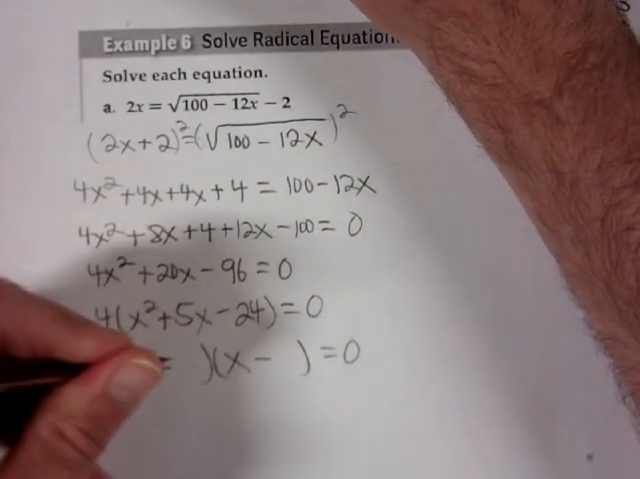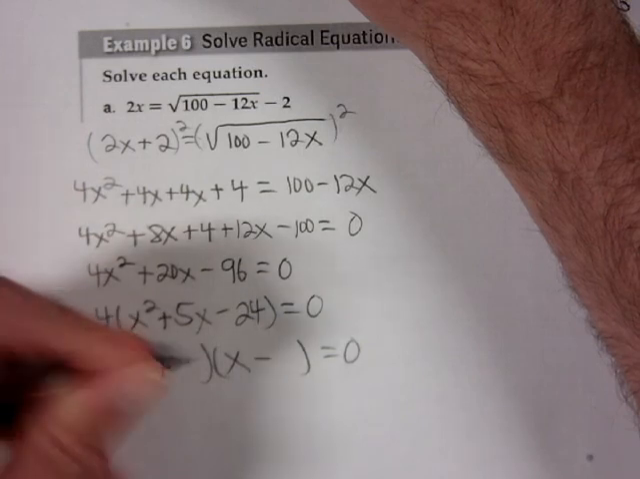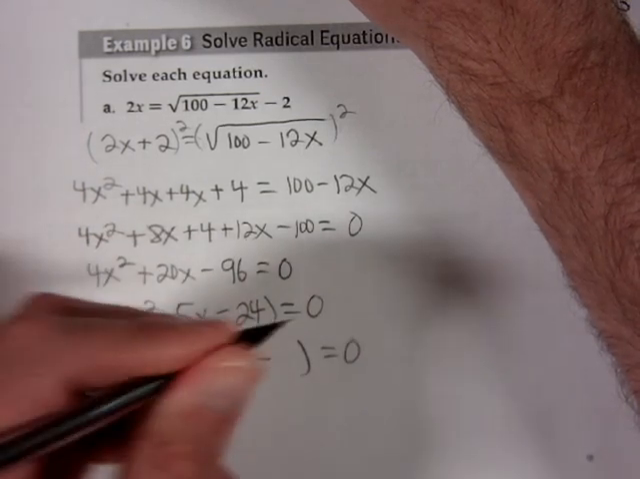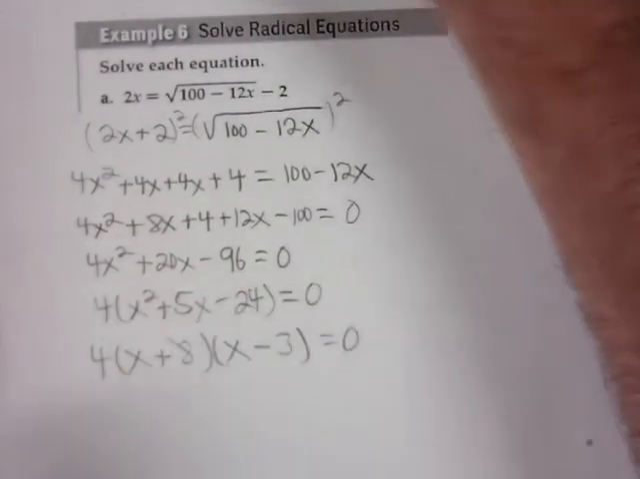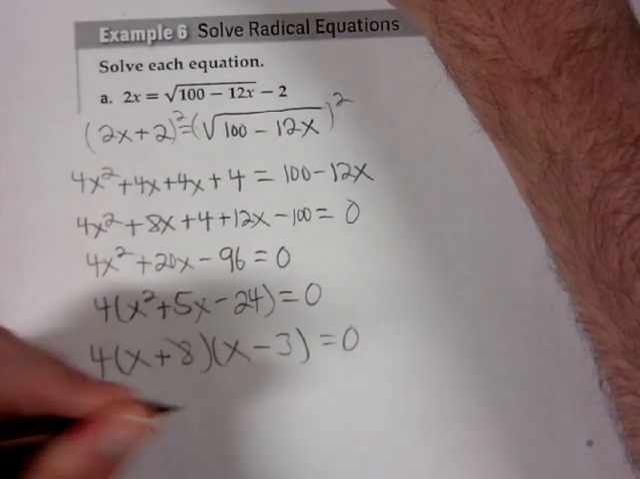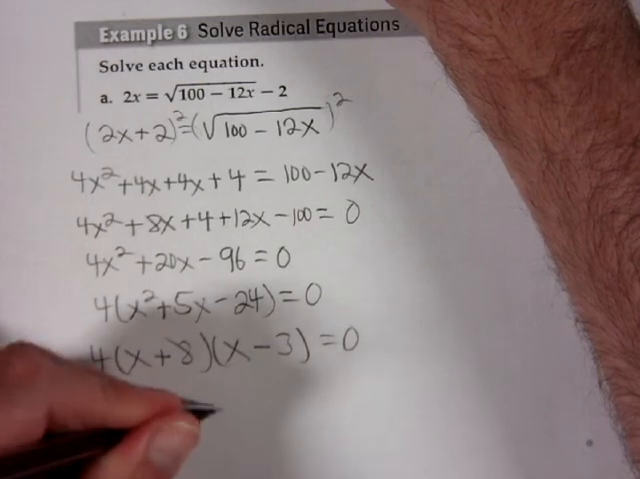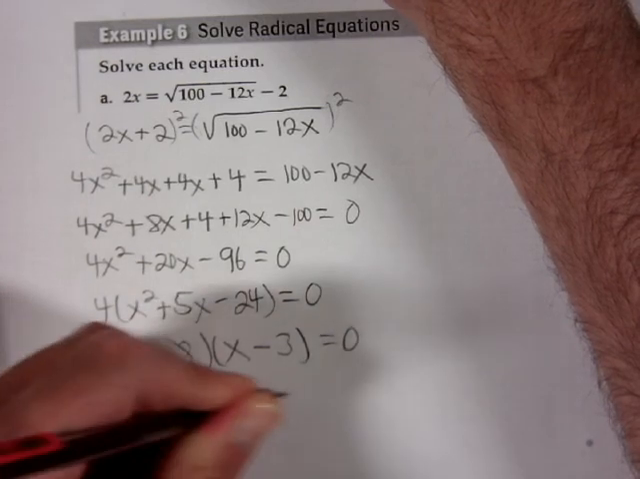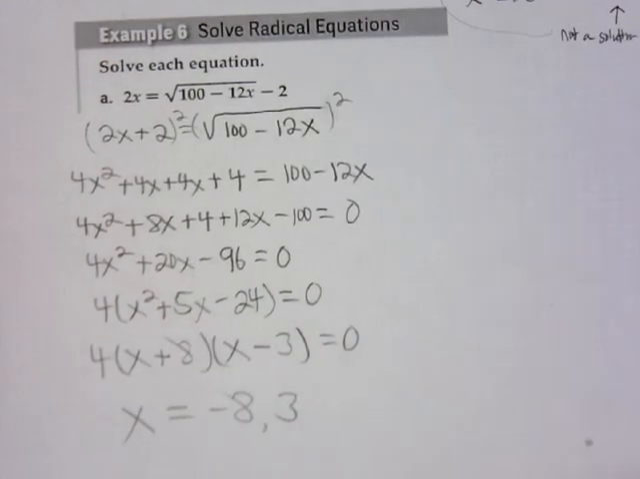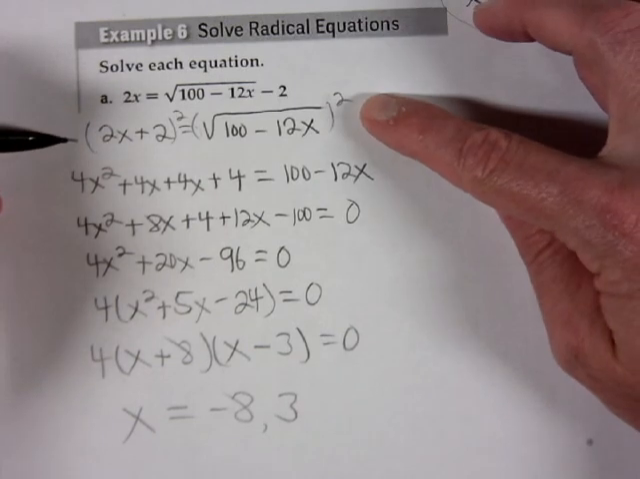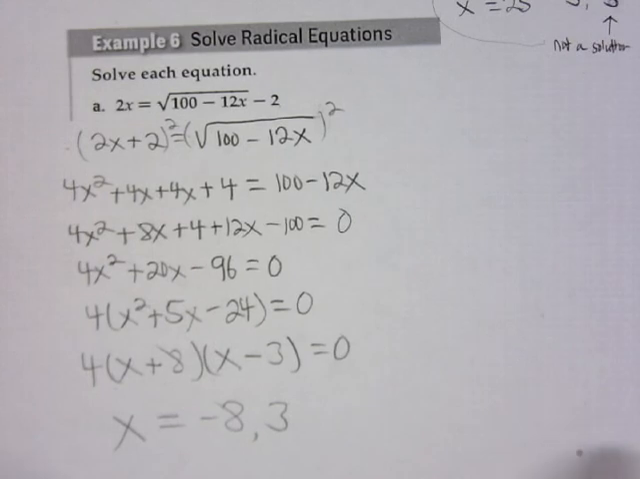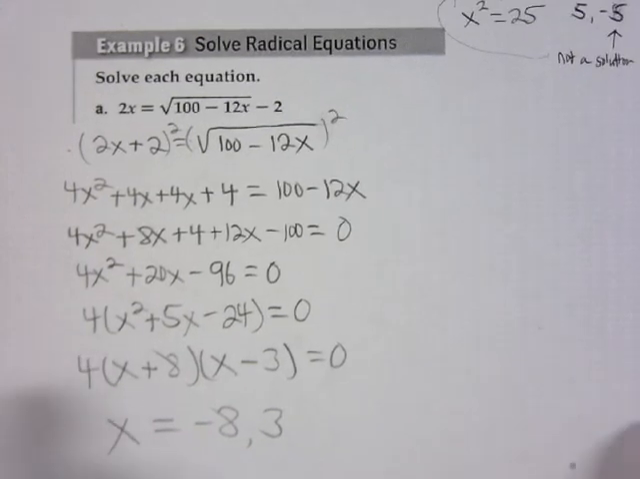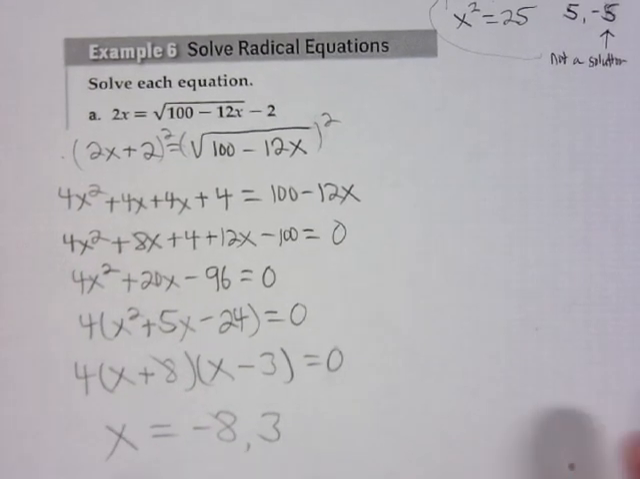And how do I know which one is positive? Since my middle term is positive, the bigger one has to be positive. So I'll go 8 here, 3 here, I factored it. So what that means is my solutions to the equation are going to be negative 8 and 3. Now remember, in this step here, when I squared both sides, I created the possibility of introducing extraneous solutions. So one or more of these may not be a solution to the original equation.